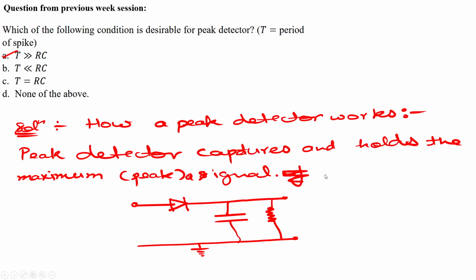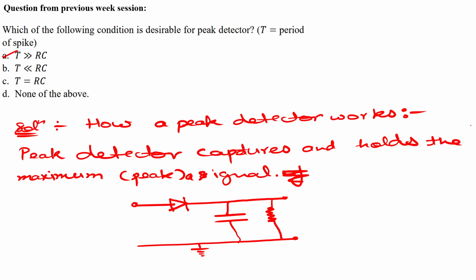So those who have joined just now, we have just started the session and we are solving a question from the last week's session, because there was a doubt regarding why the correct option in this question was not option B. The question was, which of the following conditions is desirable for a peak detector? If this question was from a course called linear integrated circuits, definitely the correct option is B in that case, because there our aim is to capture the peak perfectly for a periodic signal. But here the aim is different.